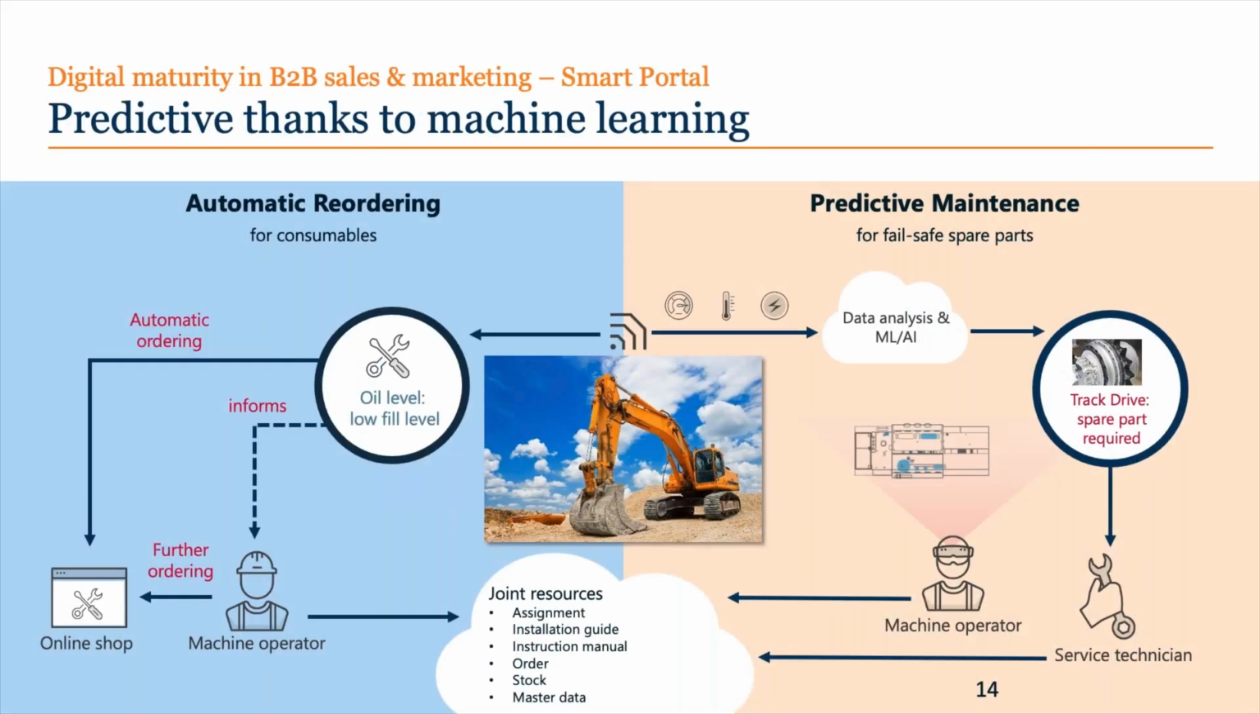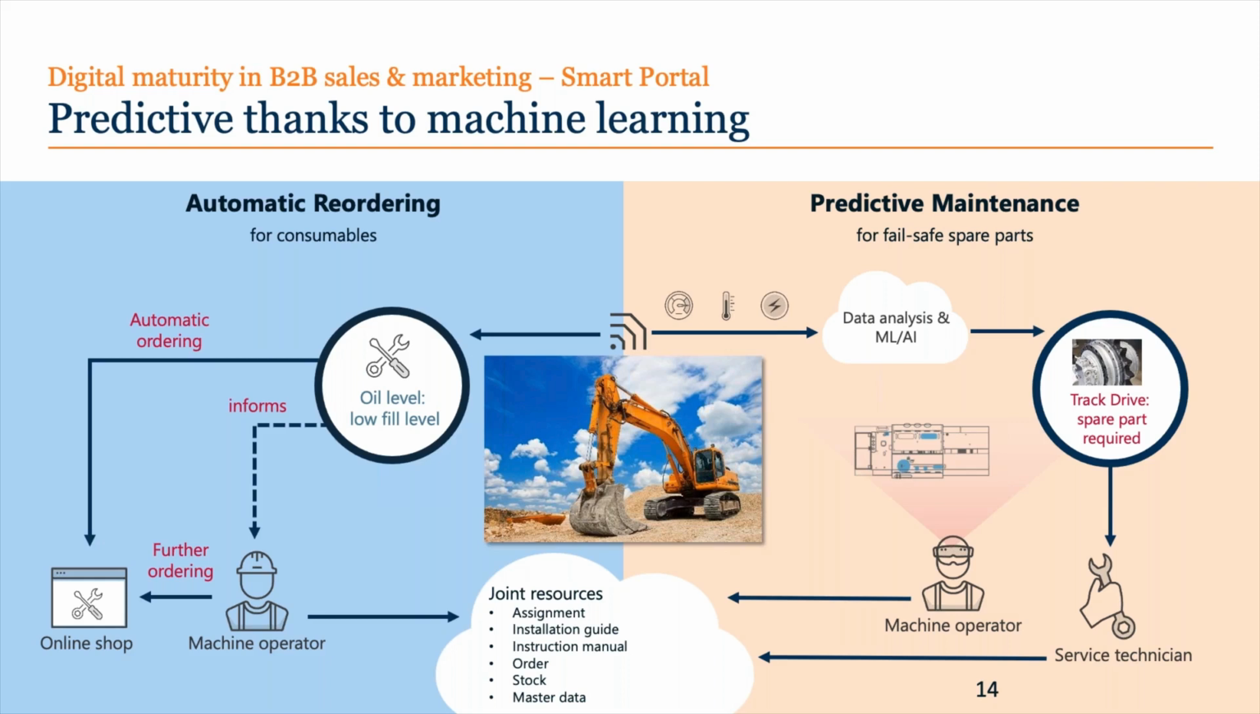And usually when we're talking about machine learning and AI, we talk about the next level of maturity after customer portal, and we call it a smart portal. With a smart portal, you go one step further in UX, what the UX may offer. And that could be more automatic reordering, predictive maintenance.